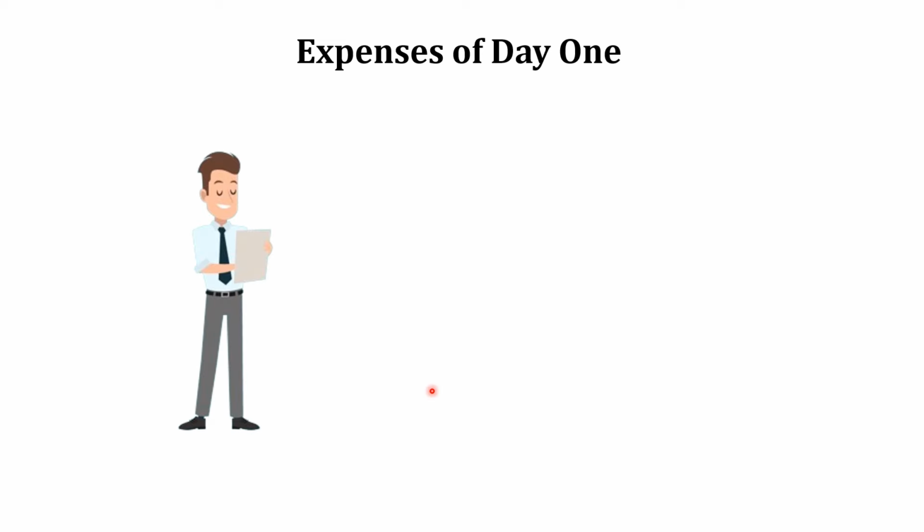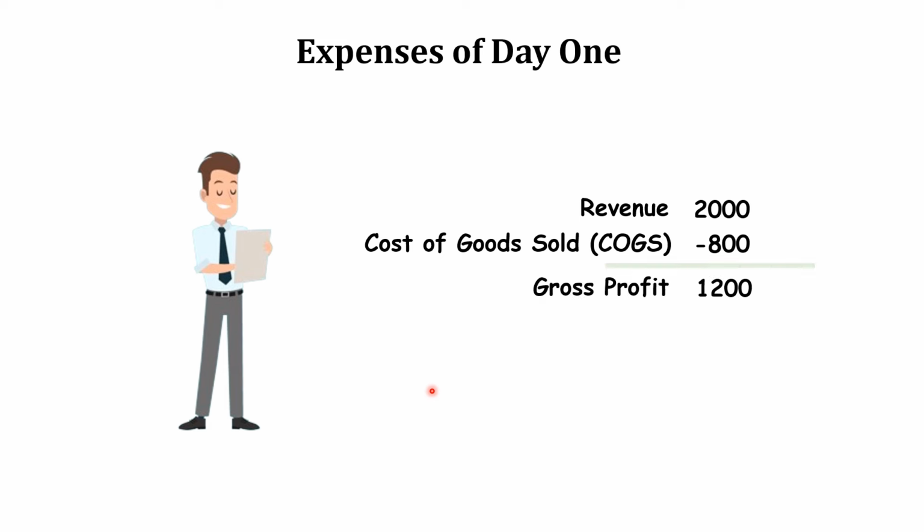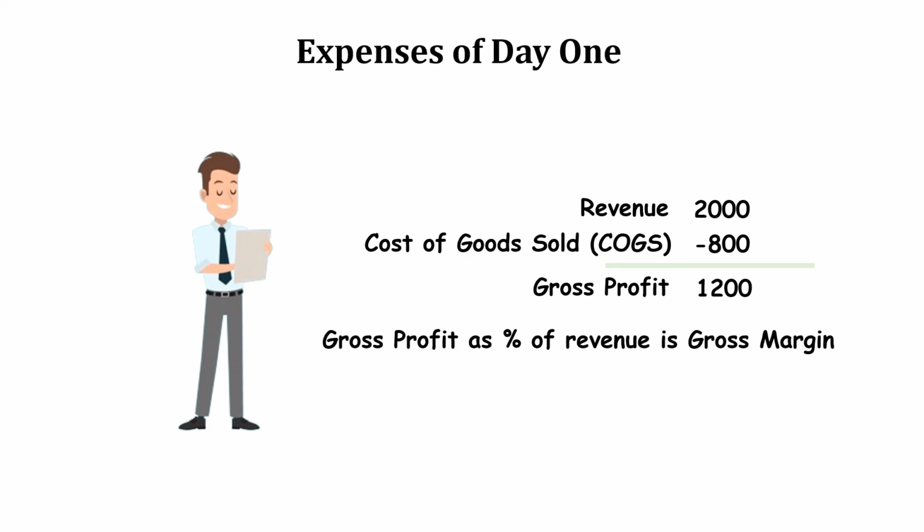Please remember this. Once you have cost of goods sold, you take the revenue, subtract the cost of goods sold from it, and you arrive at something called gross profit. So in our case, when we subtract 800 rupees from 2000 rupees, you get a gross profit of 1200 rupees. The gross profit, if expressed as a percentage of revenue, is called gross margin. In our case, we have a gross margin of 60%.